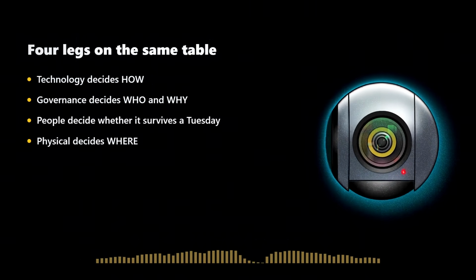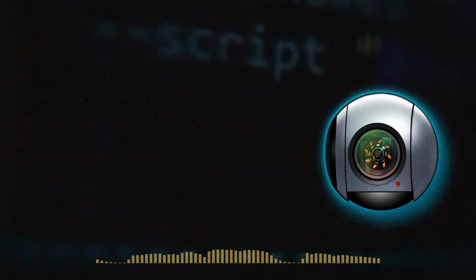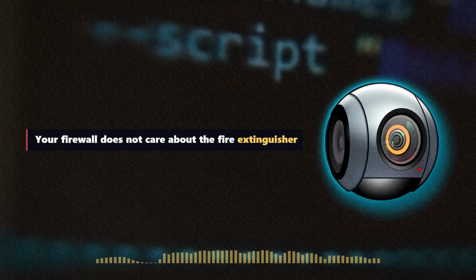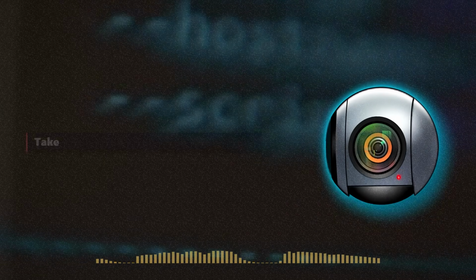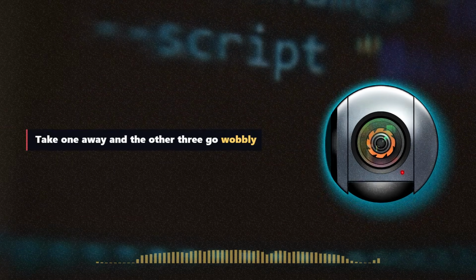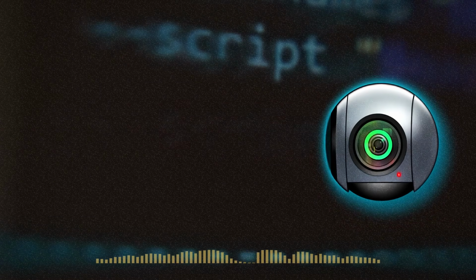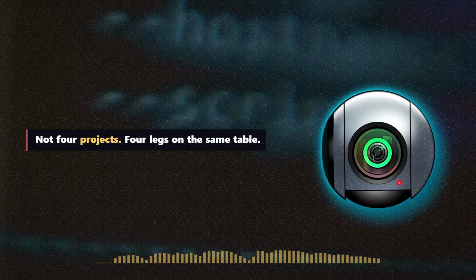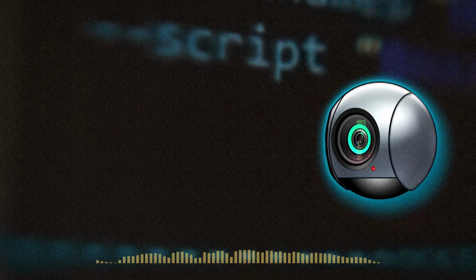Technology decides how. Governance decides who and why. People decide whether it survives contact with a Tuesday. Physical decides where. Take any one of those away and the other 3 go wobbly. That's the whole point of the 4 themes. They're not 4 separate projects. They're 4 legs on the same table. And A8 is just the leg you happen to find interesting.